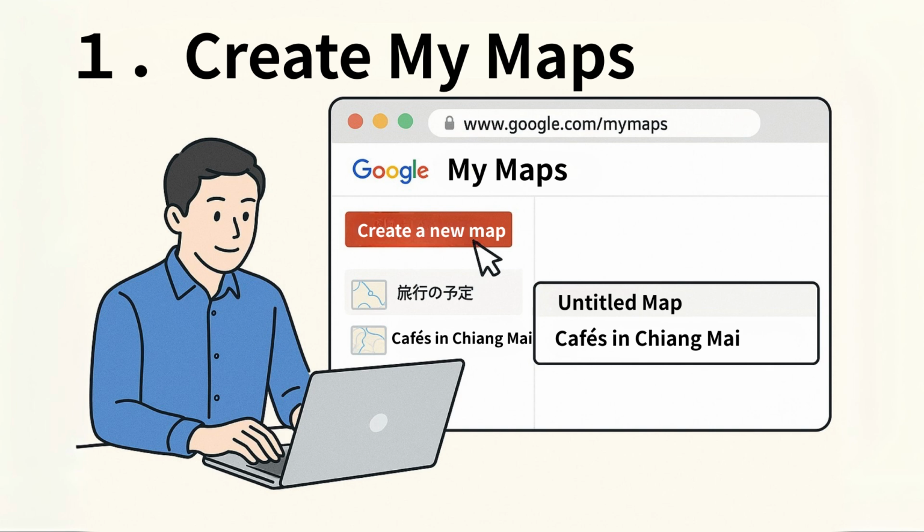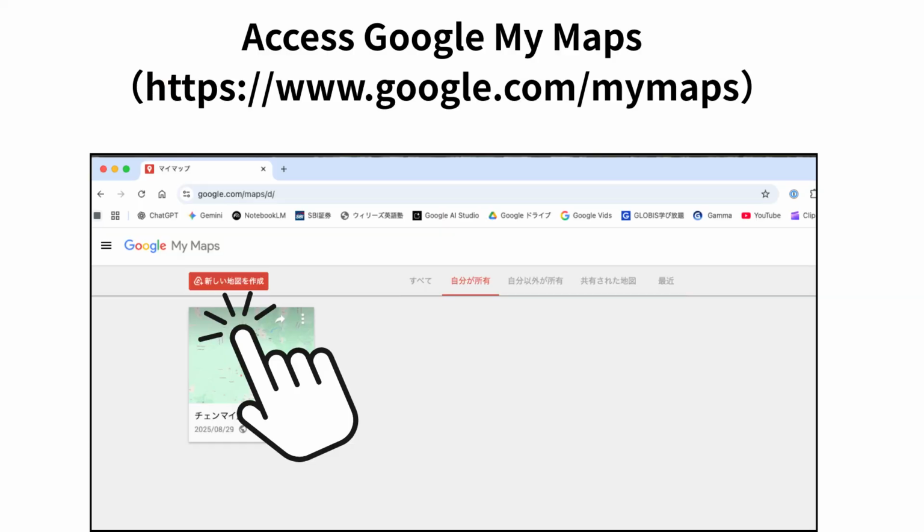First, access Google My Maps and click Create a new map. You can name and manage your map later after it's created. It's recommended to do this on a computer. First, open your browser and go to Google My Maps. The address is google.com/mymaps. When the page opens, click Create a new map.